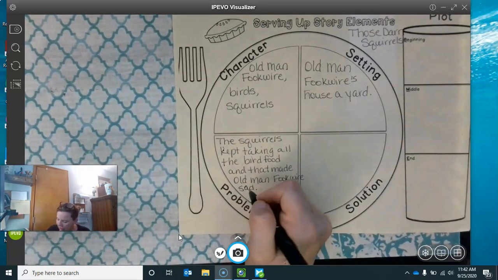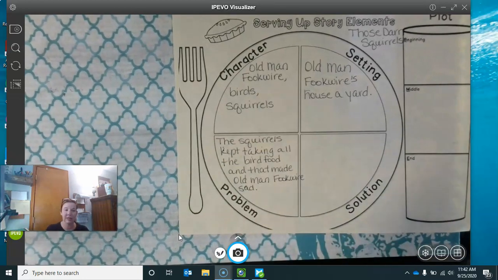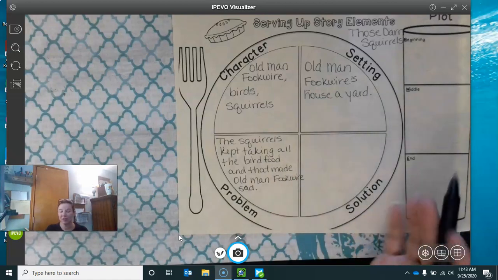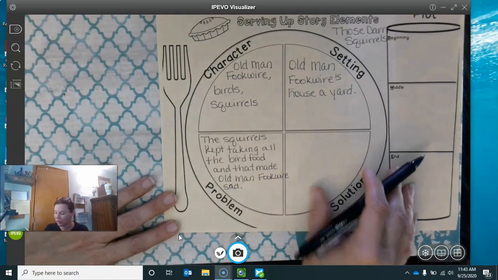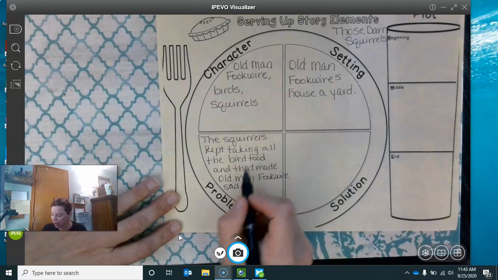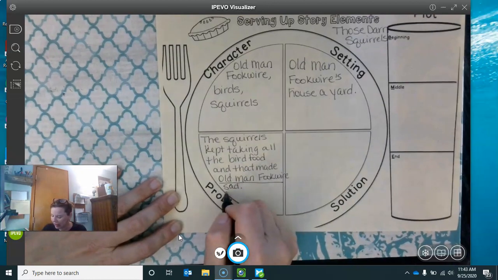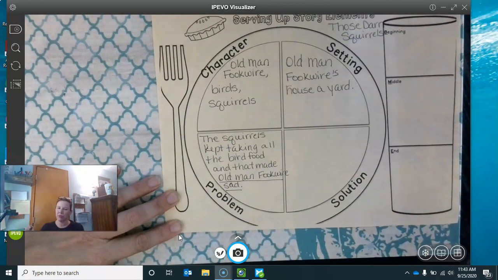So the squirrels kept taking his food and the birds didn't get to eat. So that made the old man sad. So what was the solution? How did they fix that problem? And there were several solutions. So this is just one of the solutions that were in the story. So the squirrels saw that Old Man Forkwire was sad. So how did they fix that problem?